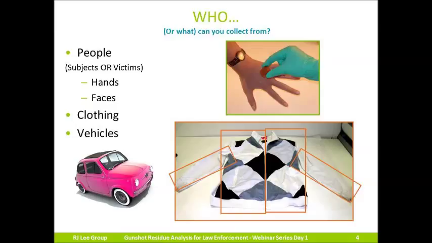Vehicles can also be a good source to collect GSR from if you suspect a firearm may have been discharged from within or next to a vehicle. Items that can be analyzed include samples from hands, vehicles, all types of clothing, cell phones, helmets, sunglasses, purses, jewelry, just to name a few.